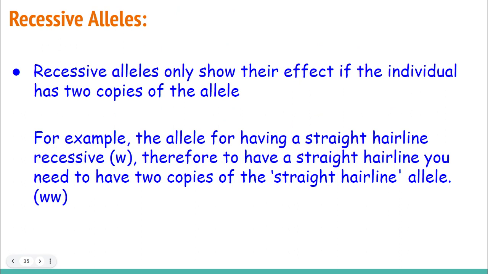Recessive alleles. Recessive alleles only show their effect if the individual has two copies of the allele. For example, the allele for having a straight hairline is recessive, so it's represented by a lowercase w in this case. Therefore, to have a straight hairline, you need to have two copies of the straight hairline allele, which would be two lowercase w's.